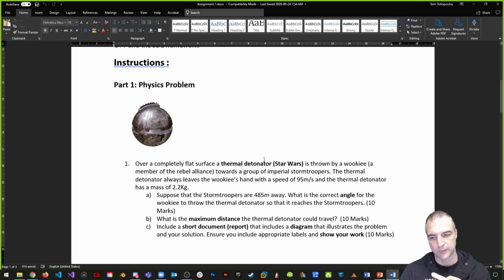This is something that you guys have to figure out. Include a short document, a report that includes a diagram that illustrates the problem and your solutions, right? Ensure you include appropriate labels and show your work.